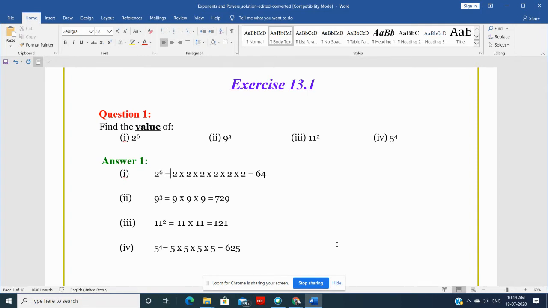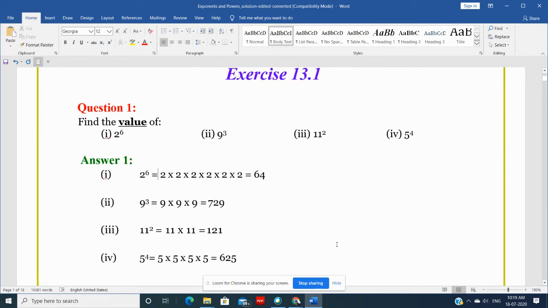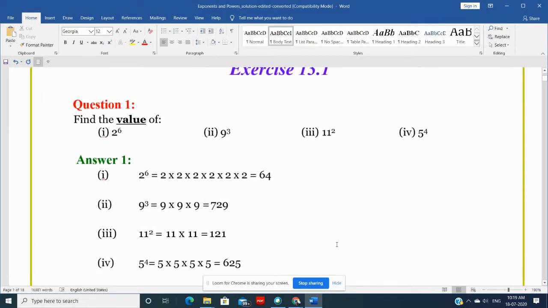So it means that you need to write down 2 6 times. You need to write down 2 6 times and then you have to multiply. So 2 multiplied by 2 like 6 times, and if you multiply it, you can find here that 2 2s are 4, 2 2s are 8. Again 2 2s are 4, 2 2s are 8, and that would give you 64.